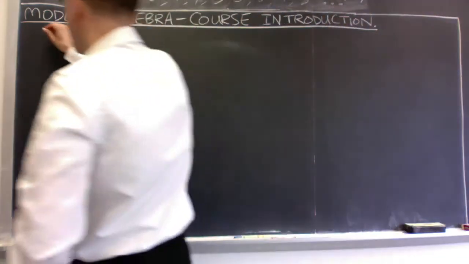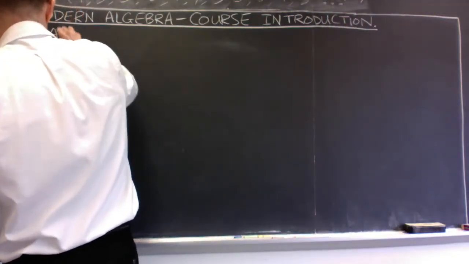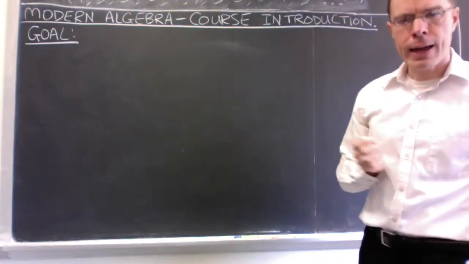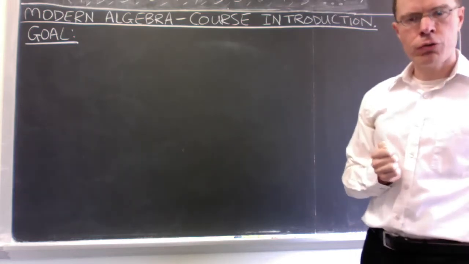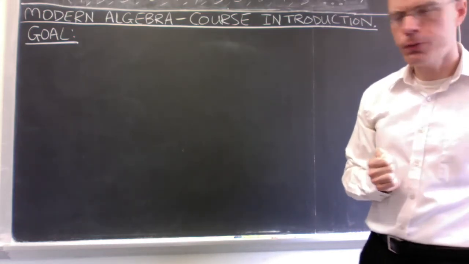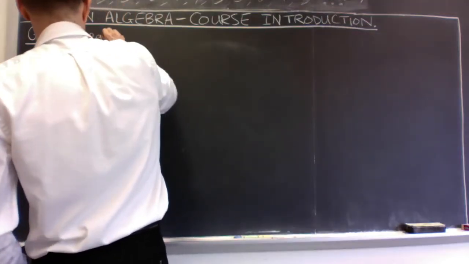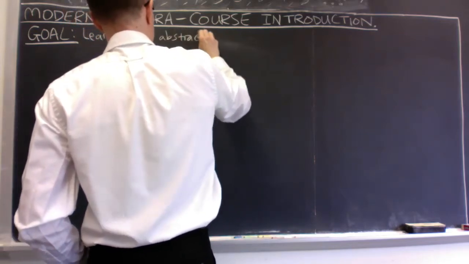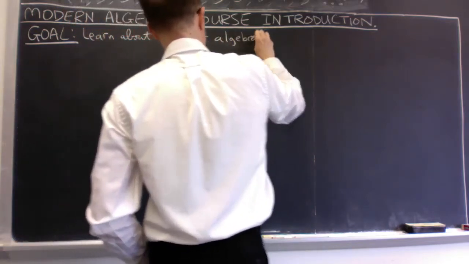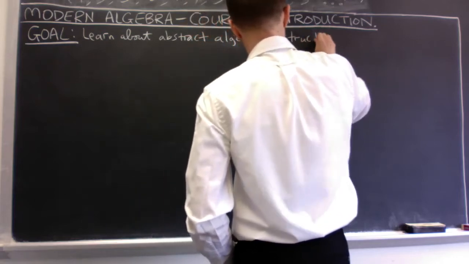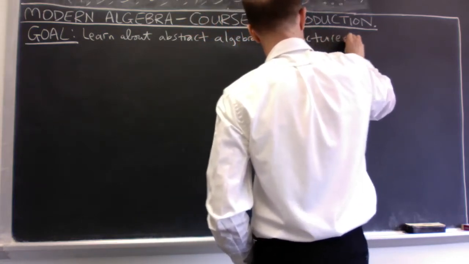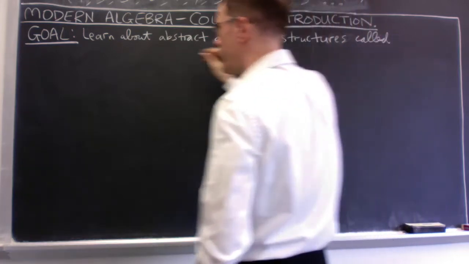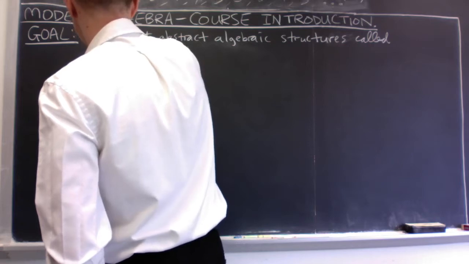So our goal in this class, in modern algebra, is to learn about abstract algebraic structures such as groups, rings, and fields. Groups, rings, and fields.